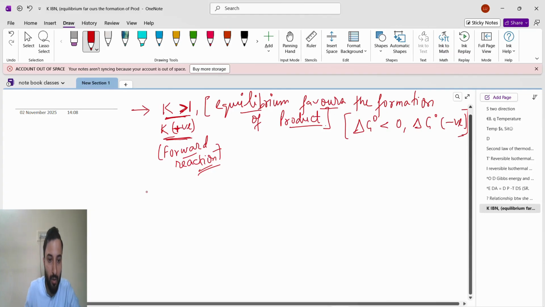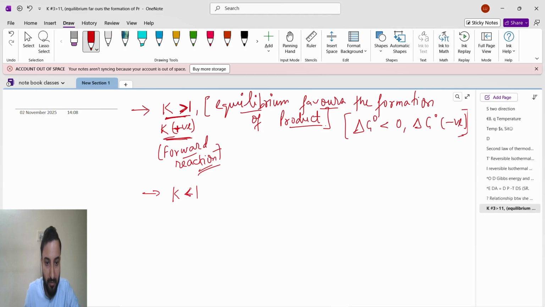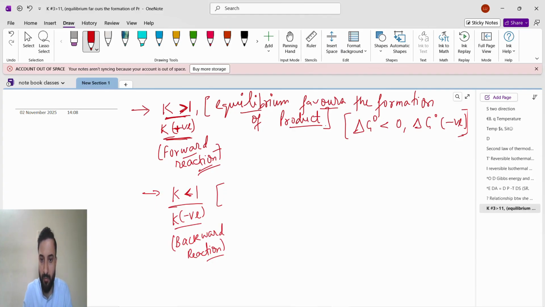Now the second point: if K is less than 1. K is less than 1 means, if K is negative, it will go in the backward direction. Backward direction means from product to reactant. It will move in the backward reaction. Forward reaction, backward reaction, or forward direction, backward direction. So if K is greater than 1, equilibrium favors the formation of product, so delta G naught is less than 0, meaning delta G naught is negative. So K is less than 1 means negative.